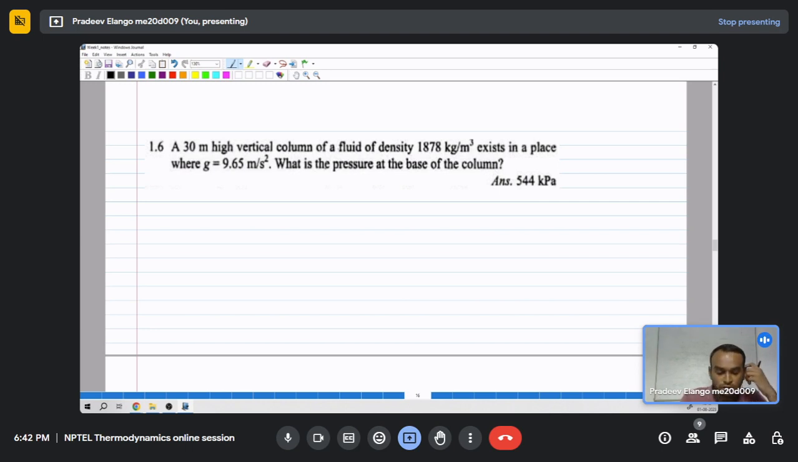A 30-meter high vertical column of a fluid of density 1878 kilogram per meter cube exists in a place where G is 9.65. What is the pressure at the base of the column? So again, this is simple, what we have seen earlier. So rho G H: rho is 1878, into G is 9.65, into column height is 30.